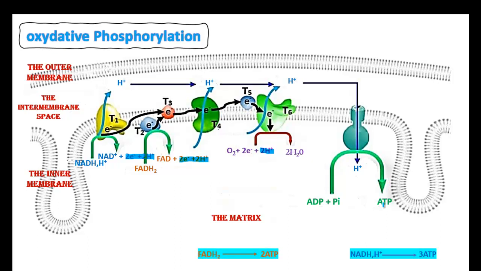So that's it. This is how we convert the electron transport molecules into ATP, so that our cells are going to use them. Now let's try to count how many ATP molecules we will get from this metabolic pathway.